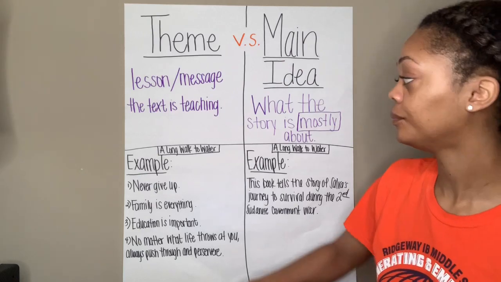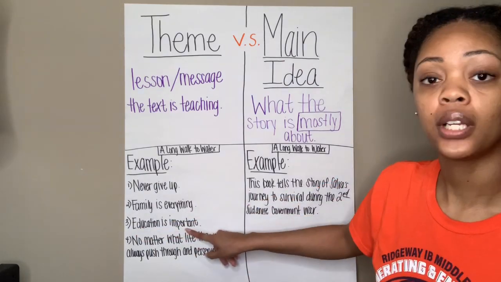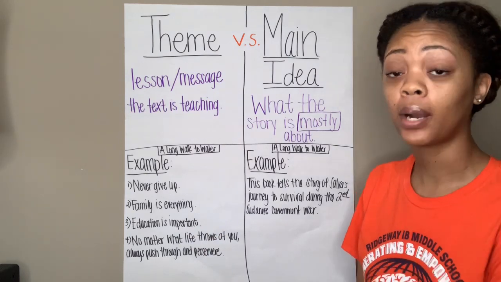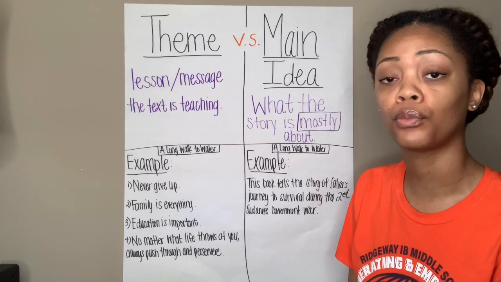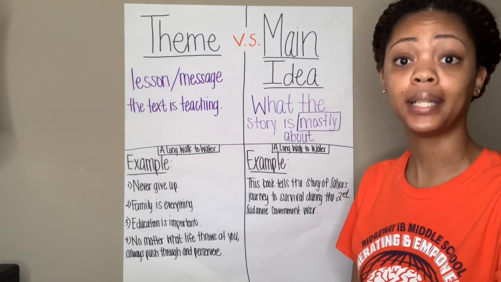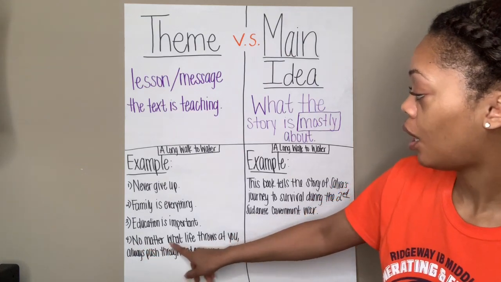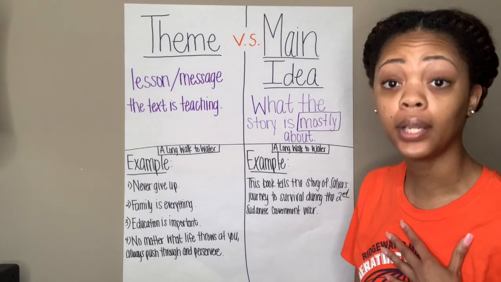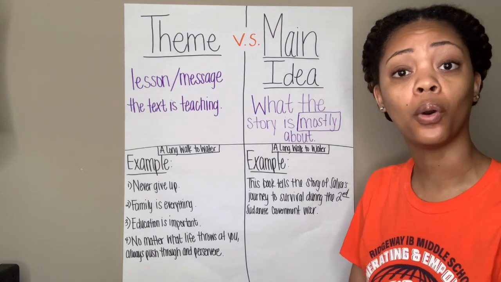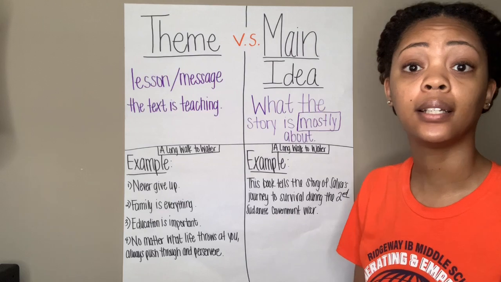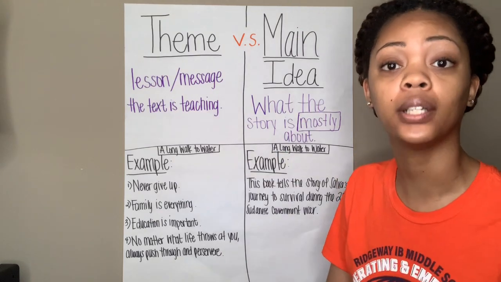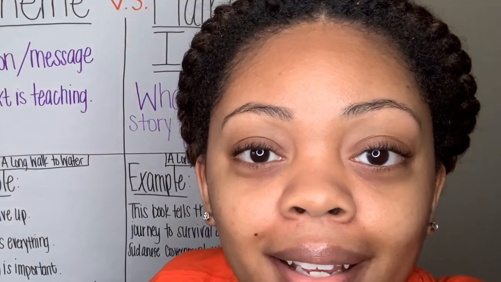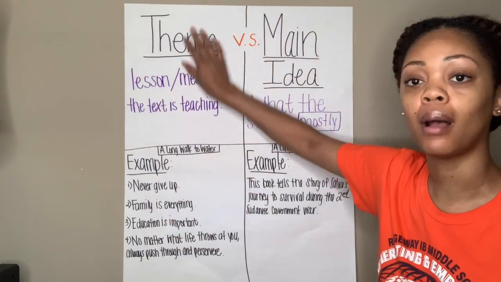So then you have three, education is important. Throughout the entire novel, Salva prided his education. His family prided having good education. In order for him to come to the United States, he had to learn how to read English. Number four, no matter what life throws at you, always push through and persevere. Now, we can relate to this right now with this pandemic going on with the coronavirus. Throughout everything that is going on, we are persevering with this virtual video, and we are persevering through and doing our lessons. I hope that you're doing your lessons. So these are examples of themes.